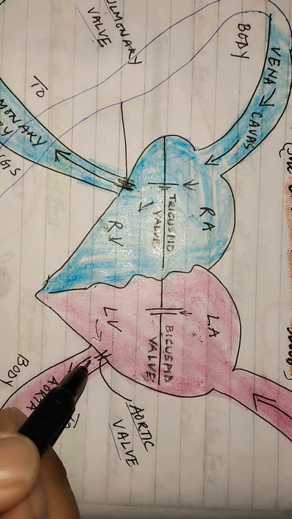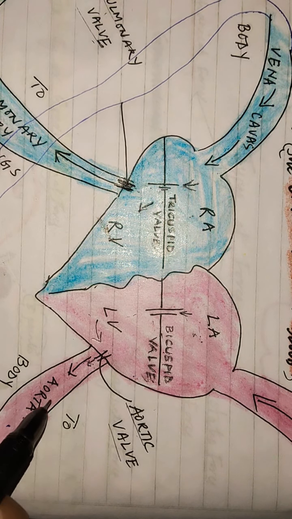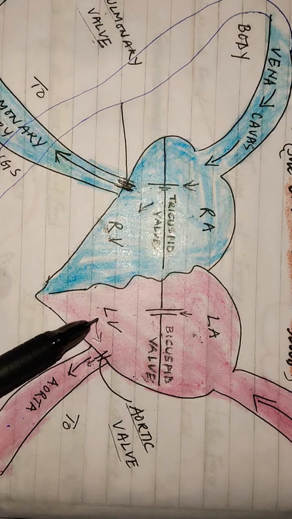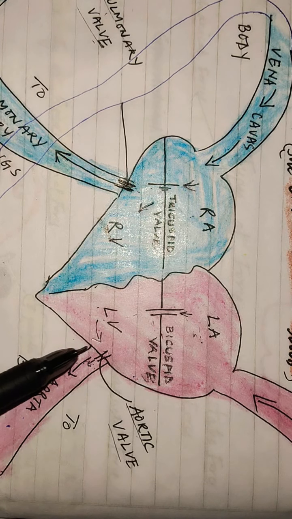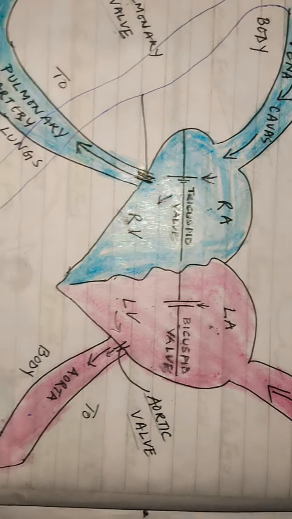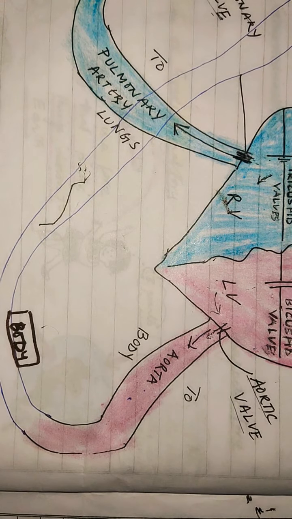Once it passes through this, it reaches the biggest artery, the largest artery, that is known as the aorta. From the left ventricle, it is picked up by the largest artery, that is the aorta. And this oxygenated blood is passed to the body. The oxygenated blood is circulated to the body.